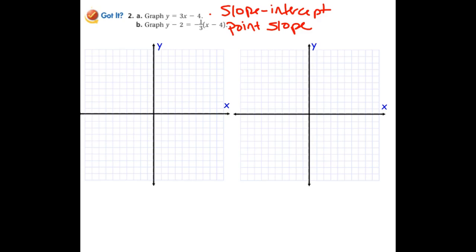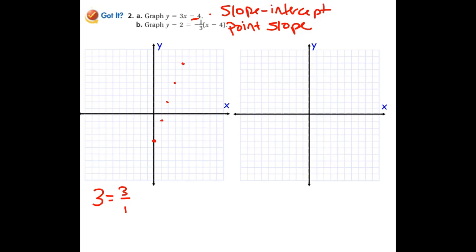On the first one it says y equals 3x minus 4. Just a quick refresher, that minus 4 is a negative 4. That is our y-intercept. We go graph that on our y-axis. And then 3, that's our slope. Really remember that that's a fraction. 3 is really equal to 3 over 1. So it tells us we're going to rise 3 and then run 1. So I go up 3 over 1, up 3 over 1, up 3 over 1.